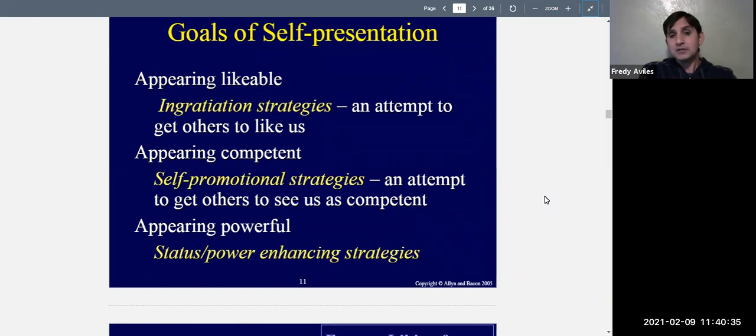We also want to appear competent. So we want people to think that we're smart, that we know what we're doing, that kind of stuff. For that, we use what are called self-promotional strategies, strategies that promote us, an attempt to get others to see us as competent. And we also want to appear powerful, and we'll use what are called status and power enhancing strategies. We'll use strategies that make us look like we're higher status, more of a big shot, someone with more power, more influence. Some of you might be thinking, I don't care about being likable or powerful. These are important to everyone to some extent. Sometimes they're more important to some than others, but these are the three goals.